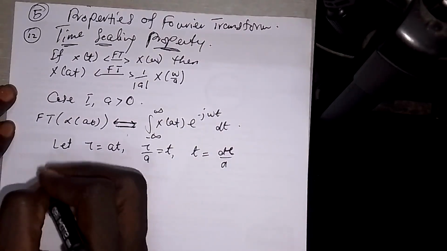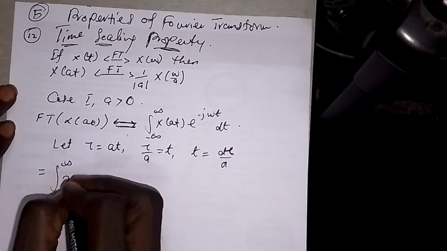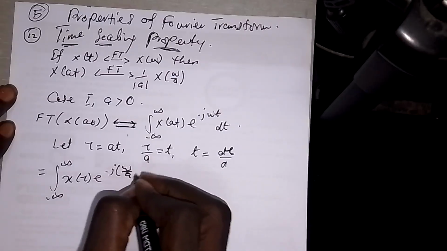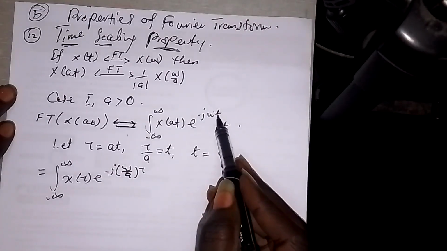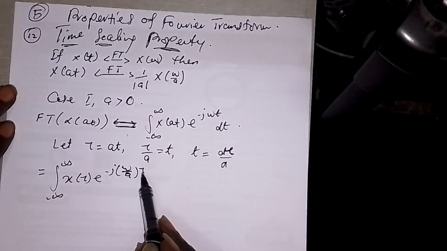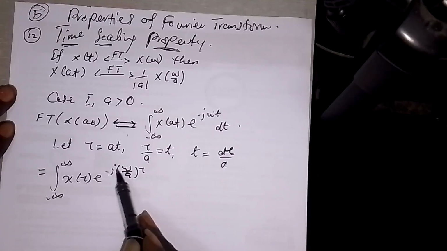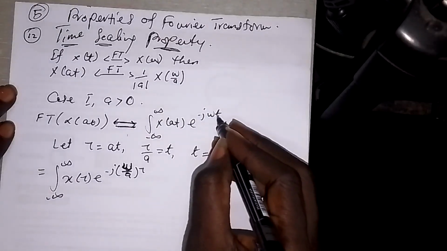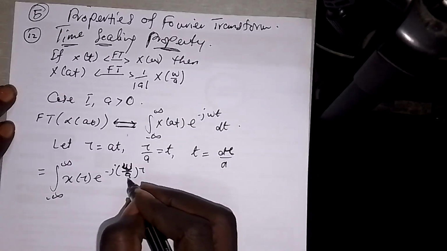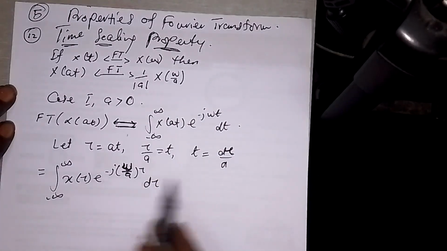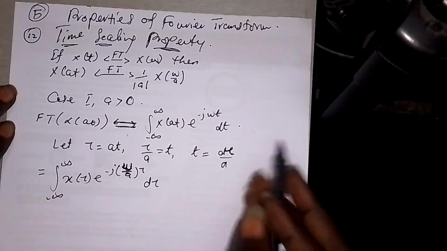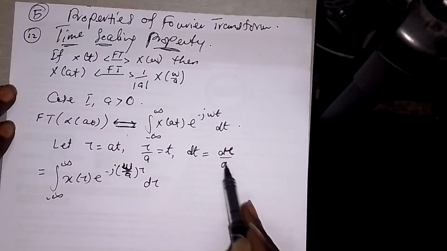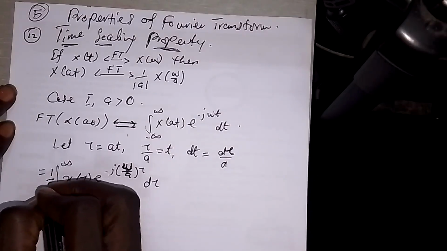In that case, my expression can now change to the integral from minus infinity to infinity of x of tau into e to the minus j omega over a into tau. So you see this t over here, I have written it as tau on a, and that is what is giving me minus j omega on a tau, because my t here has now changed to tau on a. The dt becomes d tau over a, so let me bring the a here so that it becomes 1 over a.